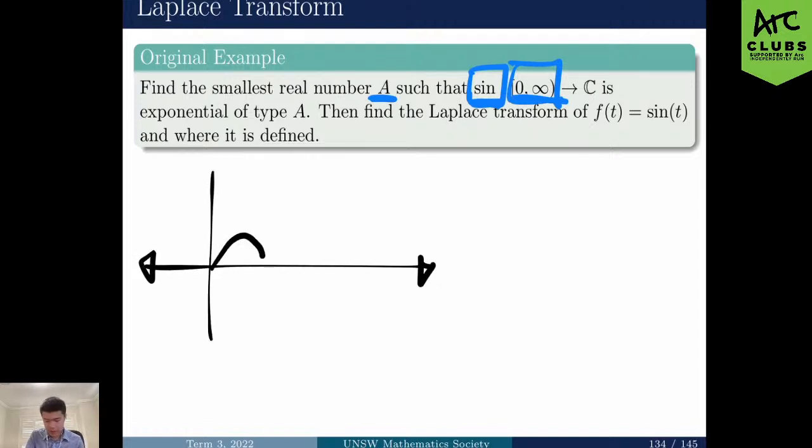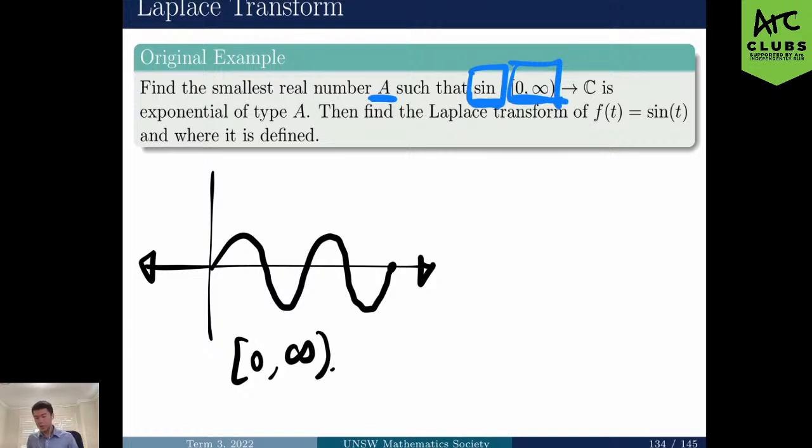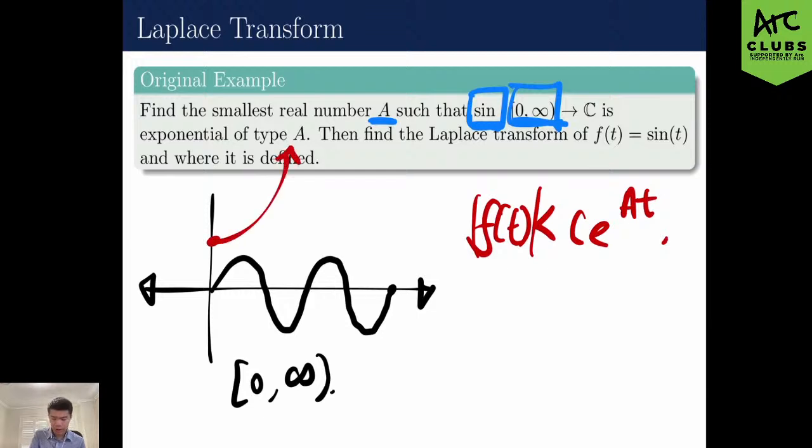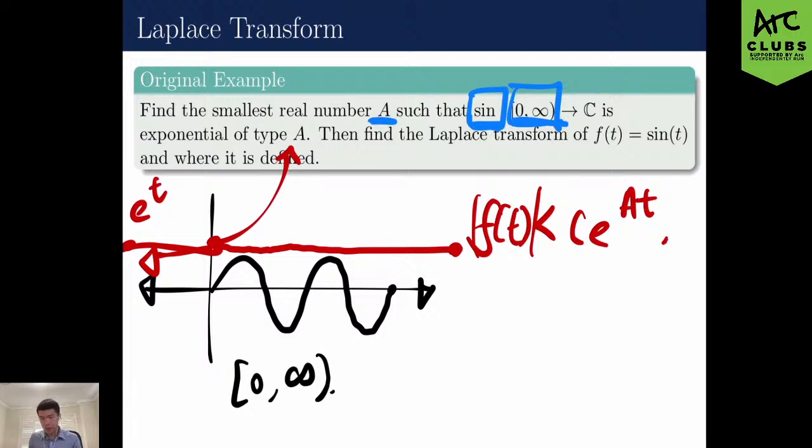Sine looks a bit like this on 0 to infinity, and you want to find a such that |f(t)| is less than c times e^(at). So what values of a would satisfy this? Well, for example a equals 1 would satisfy it, because the exponential function is always greater. But really, we don't need it to be that big. If we just take 0, it'll still bound it above, because it'll just be 1 the entire time, and sine is always less than or equal to 1, at least on the real axis.